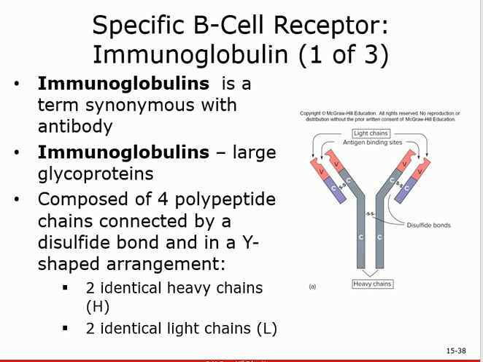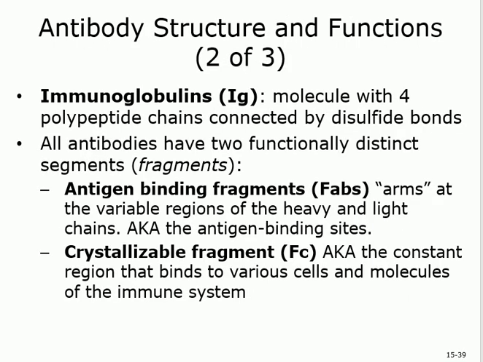Okay? It's basically a glycoprotein that's composed of 4 polypeptide chains. If you look at these chains, see those 2 small ones, 2 light, and the other 2 are heavy, 2 light and 2 heavy. So 4 altogether making the immunoglobulin, and this is the chemical structure. Okay, it's a glycoprotein. It has 4 polypeptide chains that are connected by disulfide bonds.